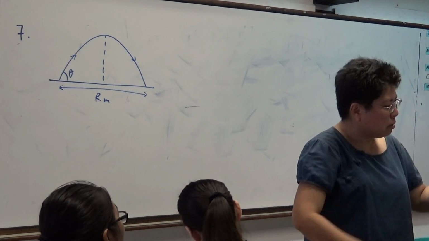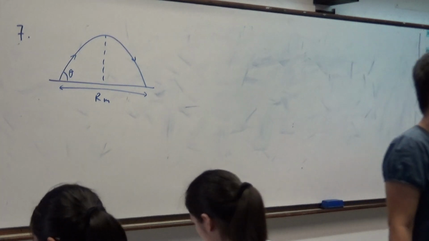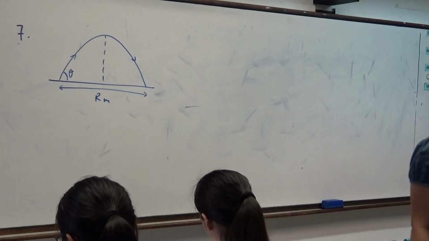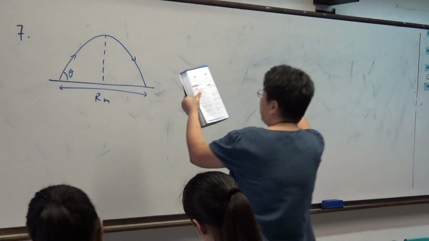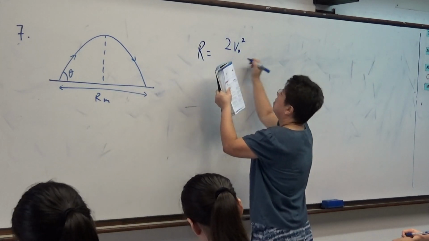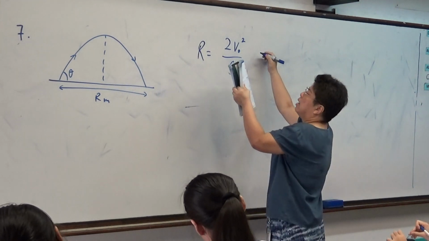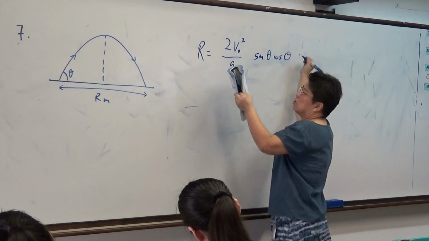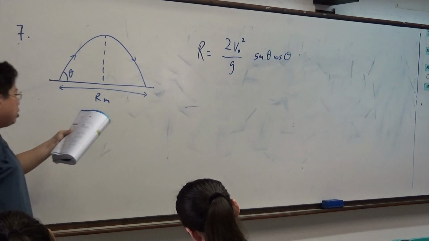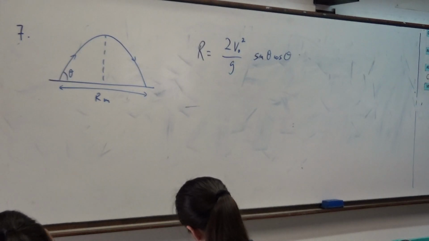The projectile is fired vertically upwards from ground level. If friction is ignored, the horizontal distance r meters traveled by the projectile is given by this. Okay? Please write properly. 2 v naught squared, where v subscript naught is the original velocity, over g, sine theta cosine theta, where g is the acceleration due to gravity, and theta is the initial angle of projection.